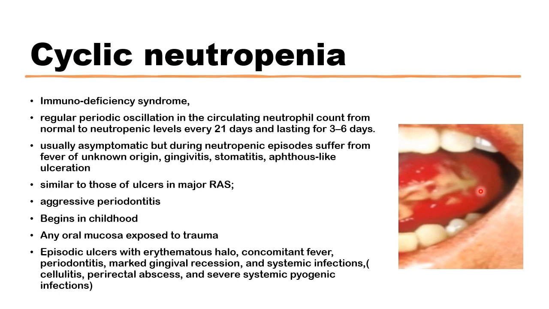The condition starts in childhood and affects any oral mucosa that's exposed to trauma. The episodic ulcers have a reddish halo around the ulcer with a concomitant fever, gingival inflammation and recession, and systemic infections like cellulitis or perirectal abscess or severe systemic pyogenic infections elsewhere.